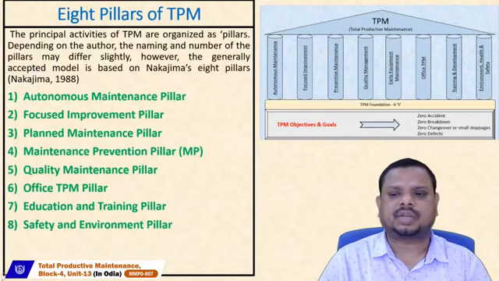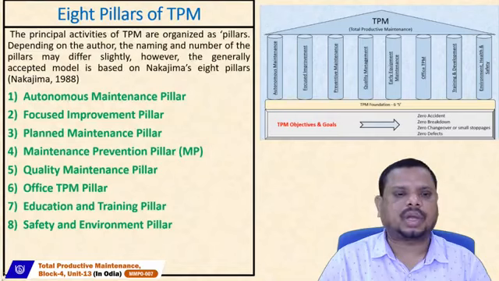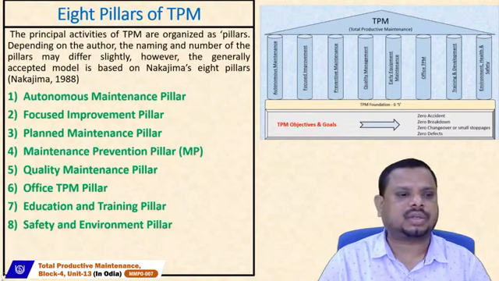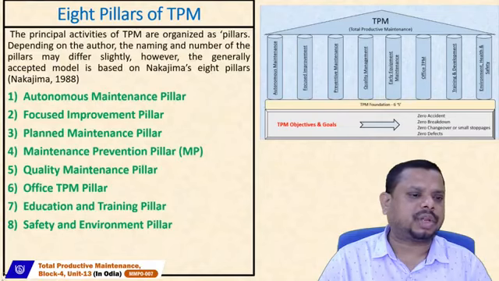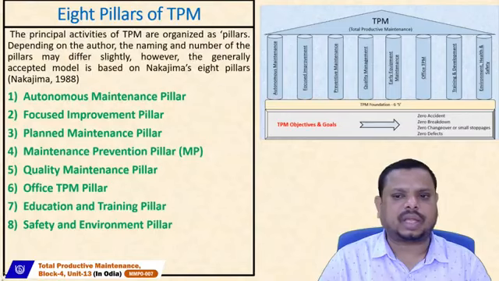The first objective is zero accidents. The second one is zero breakdowns. The third one is zero changeovers or small stoppages, and the last one is zero defects. To achieve zero defects, zero accidents, zero breakdowns, and zero changeovers, the company should implement these 8 pillars in their organization. So let's understand what the 8 pillars are.